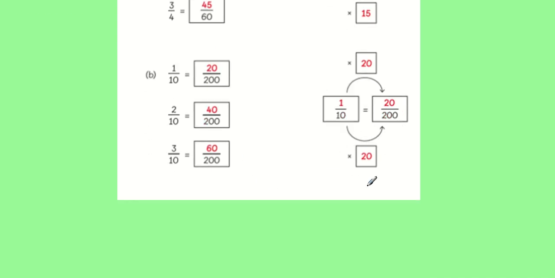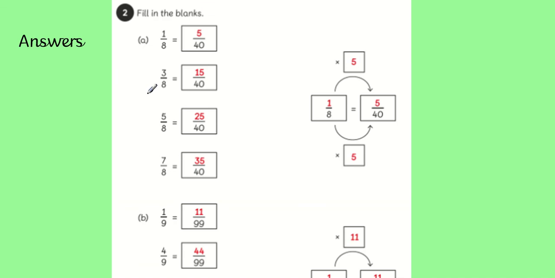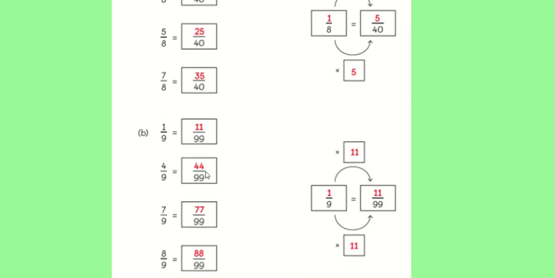Here we were timesing by 20. Okay, we went from 10 to 200, so we needed to times by 20. So all of these numbers have been times by 20. Next one, we were going from 8 to 40. Okay, which means we were timesing by 5. Okay, so we did 1 times 5, which is 5, 3 times 5, 5 times 5, and 7 times 5. So we know that 7/8 is the same as or equivalent to 35/40. That's hard to say.